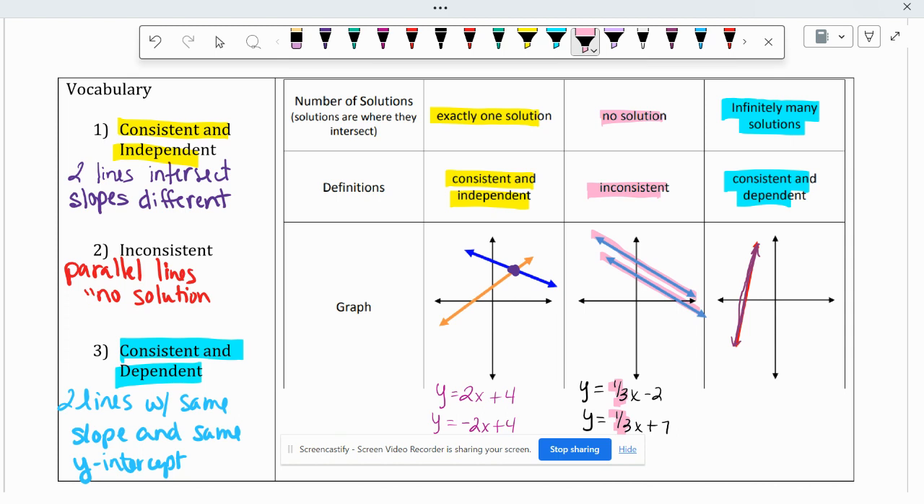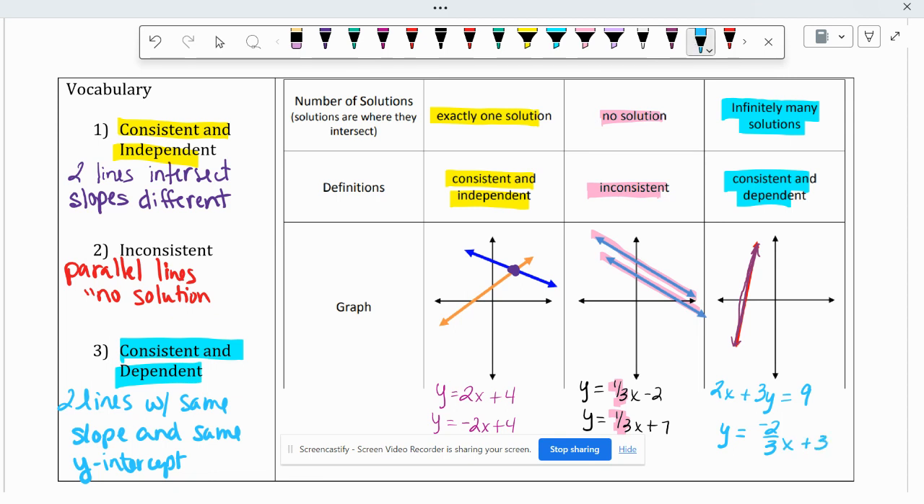Okay. And then our last example, well, that's something like 2x plus 3y equals 9 and the equation y equals negative 2/3 x plus 3.